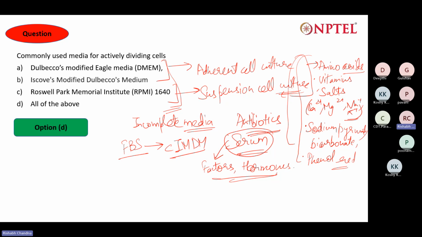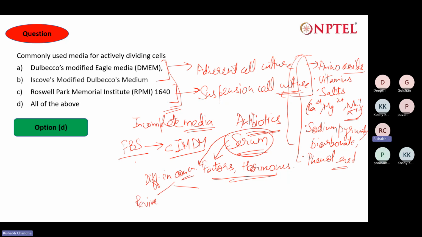Now, there is a difference in the concentration of this serum. When we revive cells from liquid nitrogen, we add a high amount of serum, basically 20%. And when we use this in normal growth conditions, then we add 10% of serum. This is the basic scenario that we use in our day-to-day culture conditions.